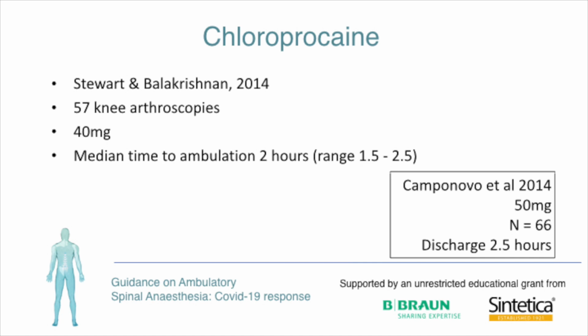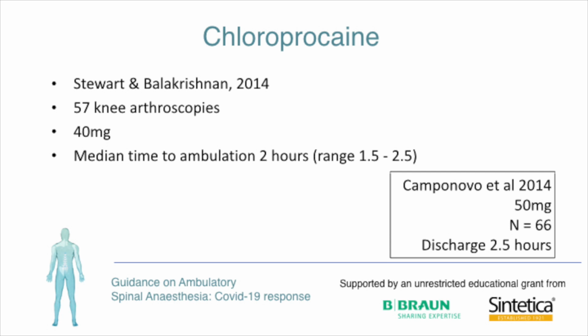If we move on to chloroprocaine, this is also data from our department. This was presented at ESRA back in 2014. This is really when chloroprocaine was first getting onto the market in the UK. So 57 knee arthroscopies, and the dose was 40 milligrams. We found that the median time from spinal in to ambulation was 2 hours, with the range there 1.5 to 2.5 hours. 3 patients had pain with this, and 1 patient needed to be converted to a GA. Interestingly, I was the guy that did the spinal that got converted to the GA.